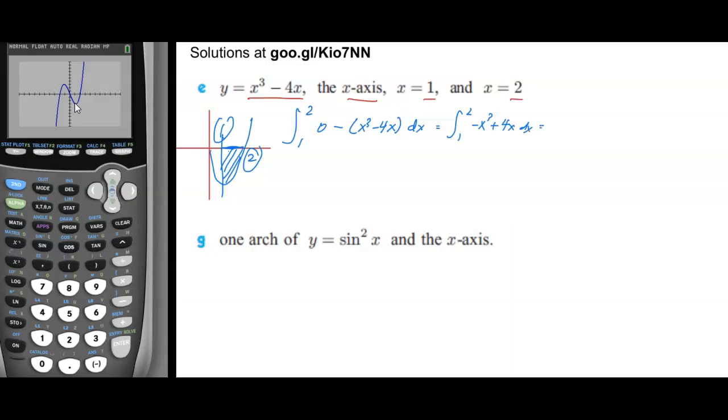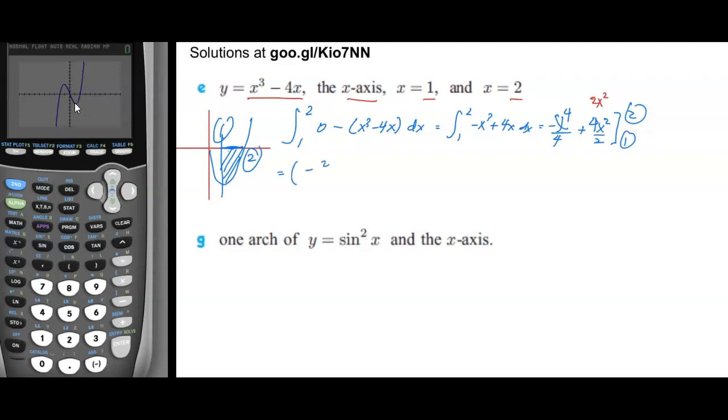So I'm going to take the integral of the inside. It would be negative x to the 4th over 4 plus 4x squared over 2, bracket 1 to 2. So I'm just going to simplify 4 over 2 x squared. That's going to be 2x squared, right? Okay, so now we're going to substitute in the 2, we're going to substitute in the 1, and we're going to subtract the results, right?